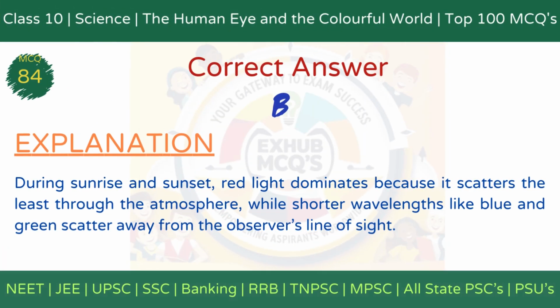The correct answer is option B, weak scattering of red. Explanation. During sunrise and sunset, the sun's light passes through a thicker layer of the atmosphere. Shorter wavelengths like blue and green scatter more, while the longer red wavelength dominates the observed light.